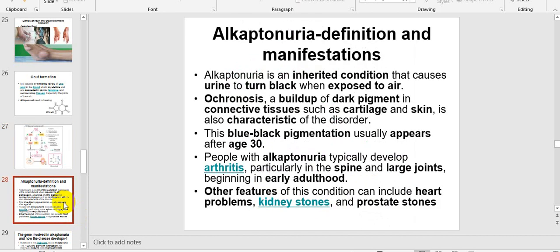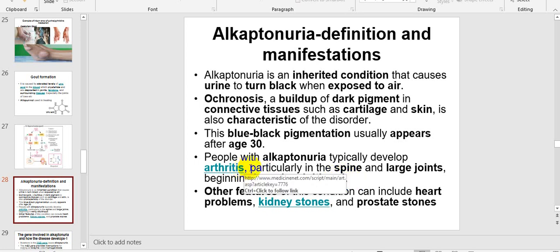Let's look at alkaptonuria. Alkaptonuria is an inherited condition that causes urine to turn black when exposed to air. Ochronosis is a buildup of dark pigment in connective tissues such as cartilage and skin, and it's also characteristic of the disorder. This blue-black pigmentation usually appears after 30 years of age. People with alkaptonuria typically develop arthritis, particularly in the spine and large joints.